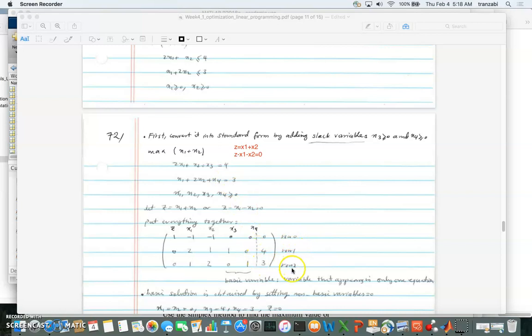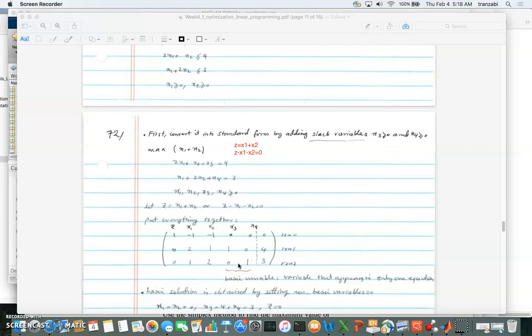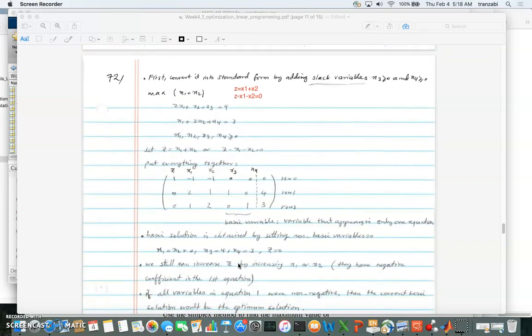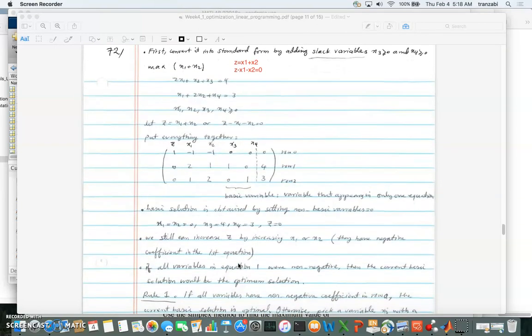So now I'm going to have 3 rows. Let's say row 0, row 1, row 2. Row 0 is the objective function. All other rows are the constraints. So far, I converted the objective function and the inequalities to equalities. All right.